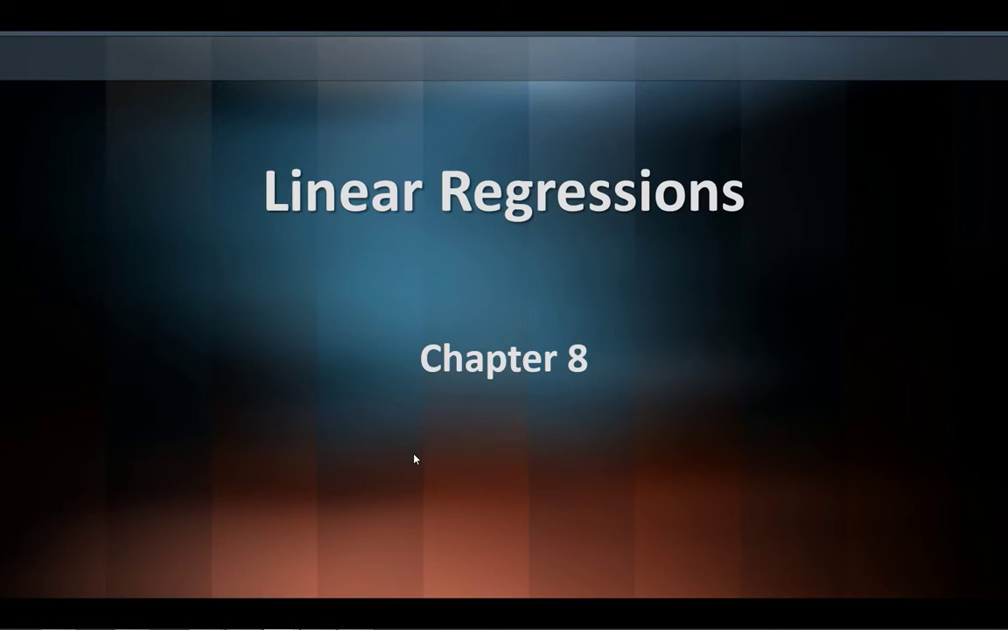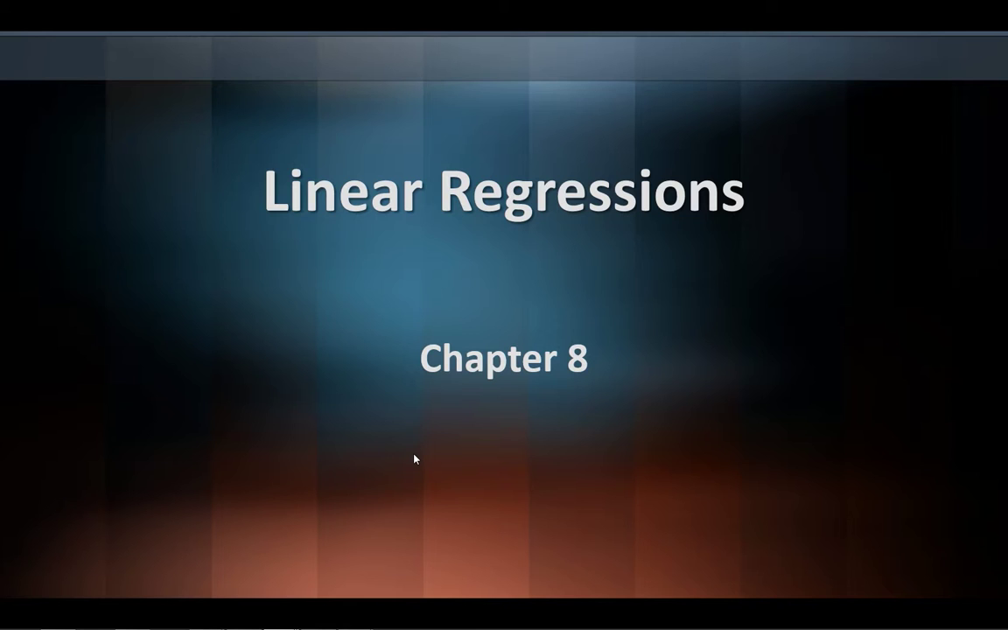Alright guys, so this is an overview for Linear Regressions, Chapter 8 for AP Stats. Before we get started, like I just said, this is an overview, so it's going to go over the main points that you should have gotten out of the reading. It will also be a good study aid for when you get to the AP Stats test, or the weeks leading up to studying for it.